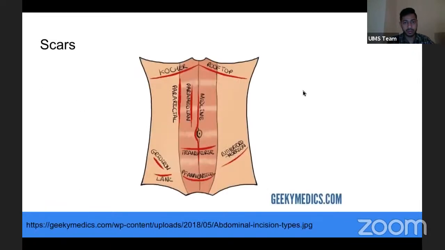So these are the scars that I mentioned. Try to memorize them if you can. It's not the end of the day if you can't memorize them, but I think it's always useful. And if you can visualize this image, that would be great for your ward-based learning.